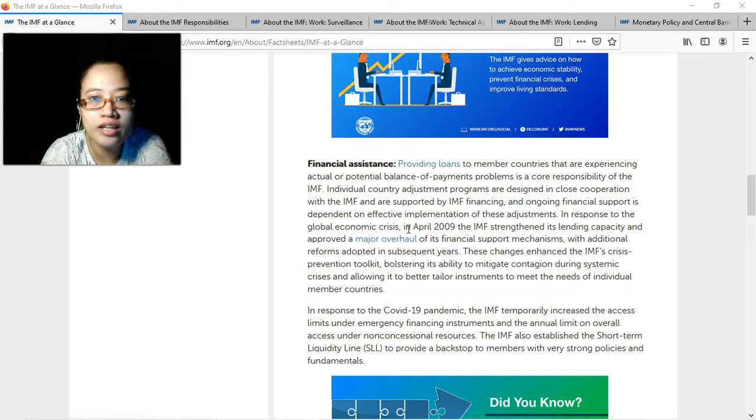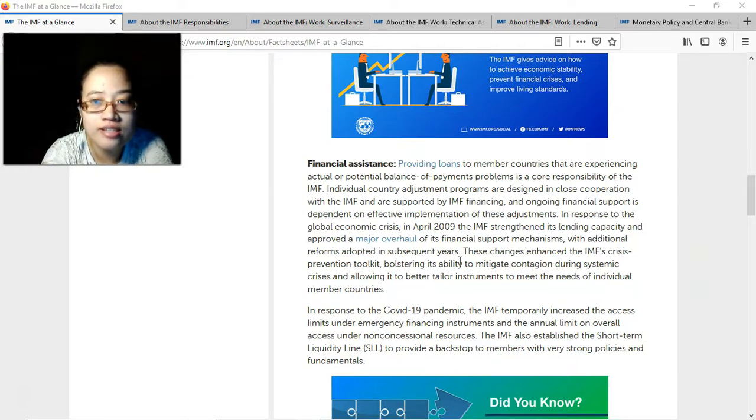In response to the global economic crisis in April 2009, after the 2008 financial crisis, the IMF strengthened its lending capacity and approved a major overhaul of its financial support mechanisms. Probably during that time, a lot of countries were in need of financing, so the IMF probably couldn't approve everyone's application, so they probably did a lot of changes to that, with additional reforms adopted in subsequent years.